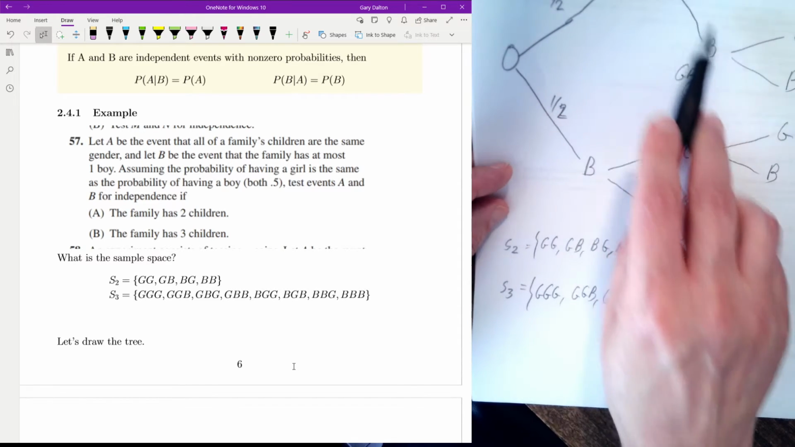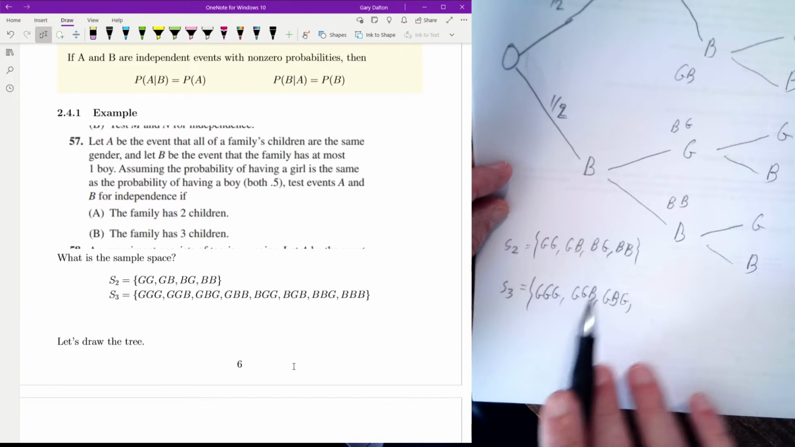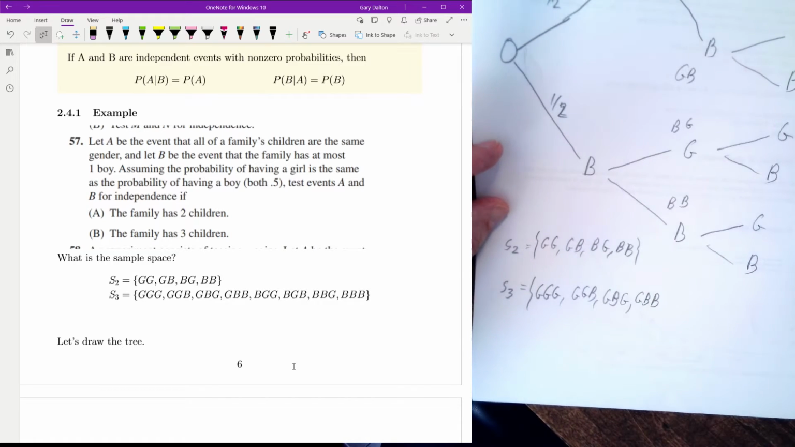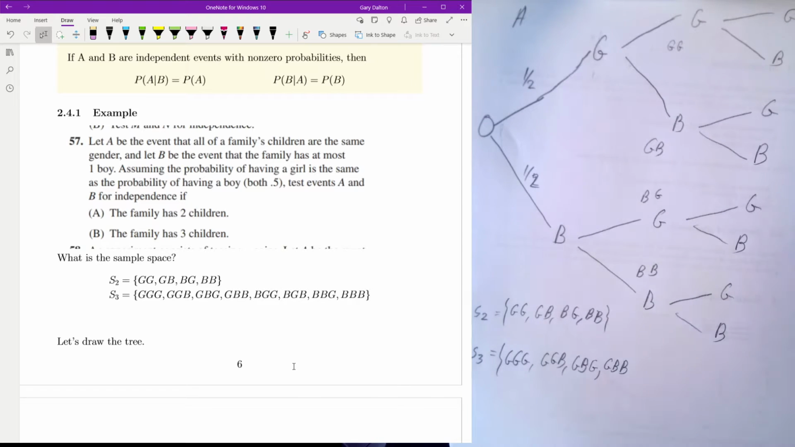Okay, that's this. Now we're going to go down to our lower branch. Oops, I'm missing one, aren't I? Yeah, GBB. Now, let's recall. How do we know how many events are there supposed to be in here?